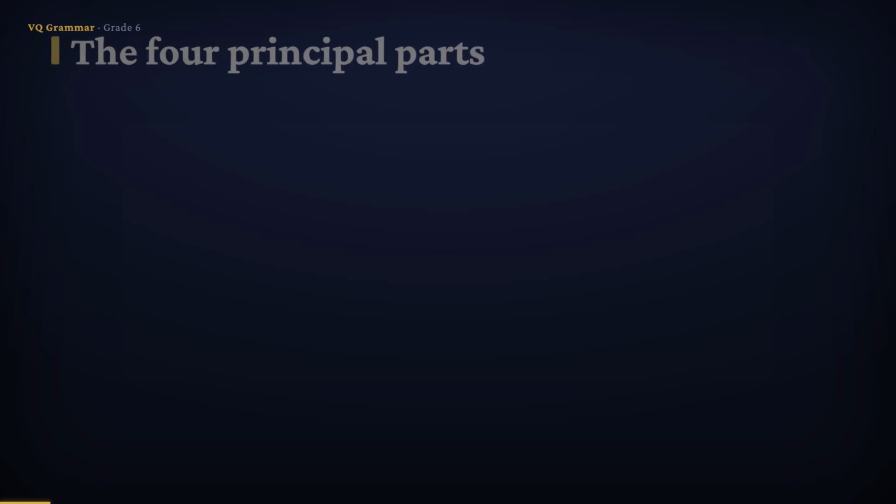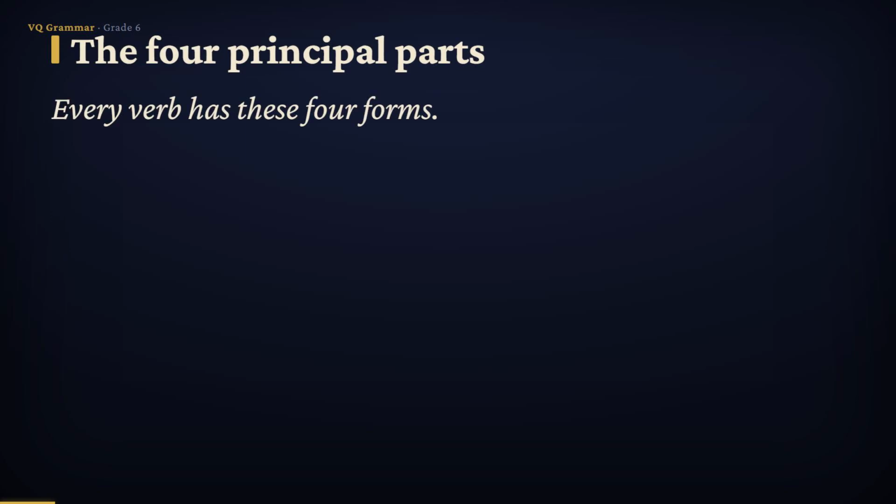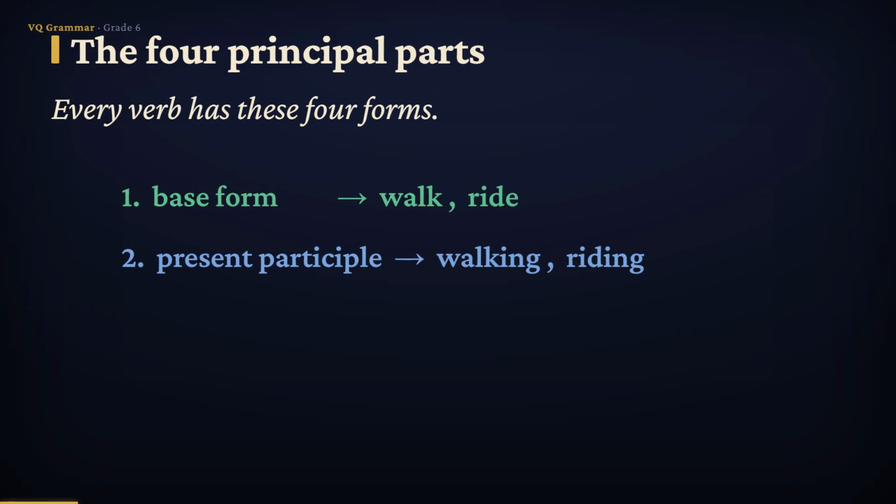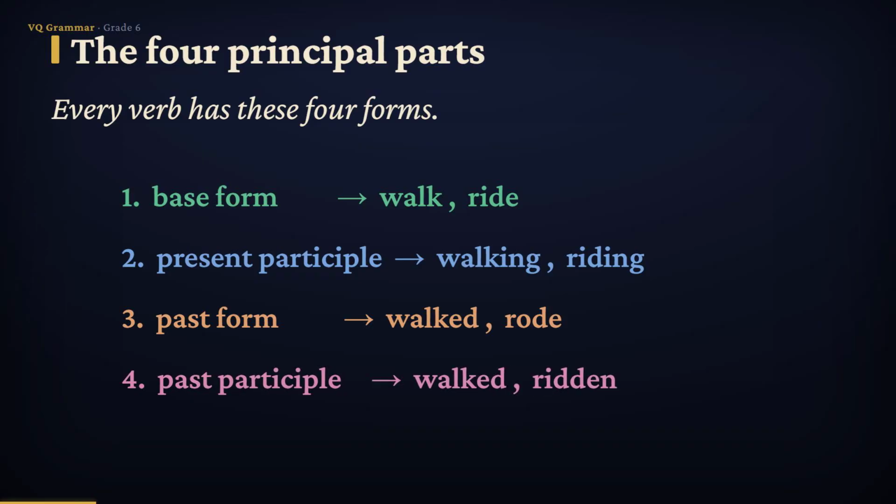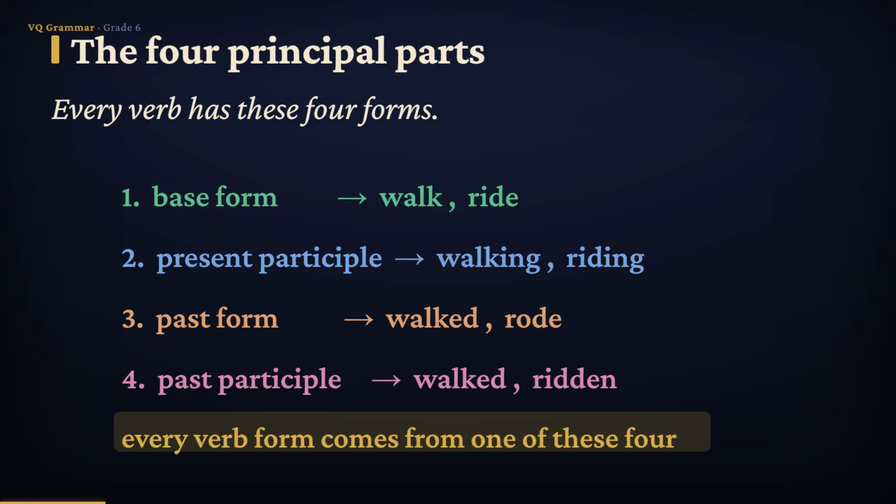Let's get started. Let's start with the building blocks, the 4 principal parts. Every verb, no matter how tricky, has these 4 forms. First, the base form, like walk or ride. Second, the present participle, the ing form, like walking or riding. Third, the past form, like walked or rode. And fourth, the past participle, like walked or ridden. Here's the big idea. Every single tense you'll ever use is built from one of these 4 parts. Learn the parts, and the tenses fall right into place.